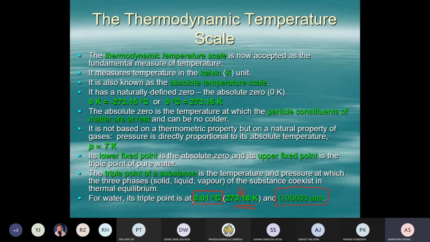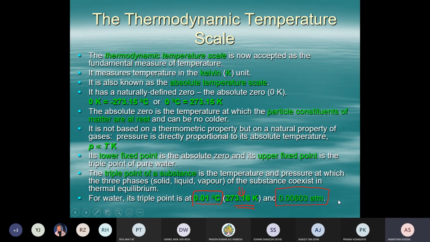What is that? The triple point of water, 273.16 Kelvin, is the upper fixed point for this scale. The lower fixed point is absolute zero. You are well versed about that. At 0 Kelvin, the kinetic energy of the particles becomes 0. The second fixed point is something new, the first time you come across the triple point of water, which is 0.01 degrees Celsius or 273.16 Kelvin. It happens at a lower atmospheric pressure, 0.00603 atm.